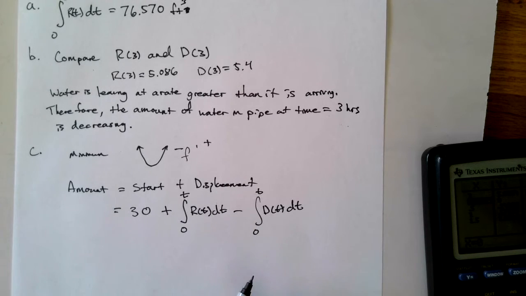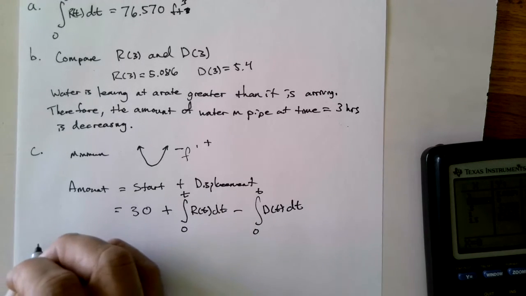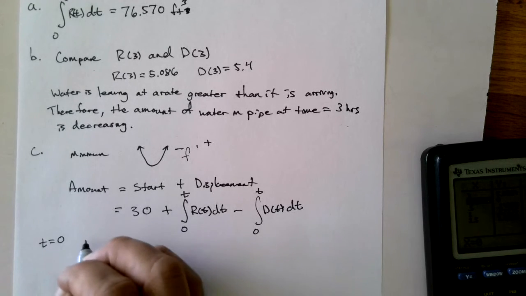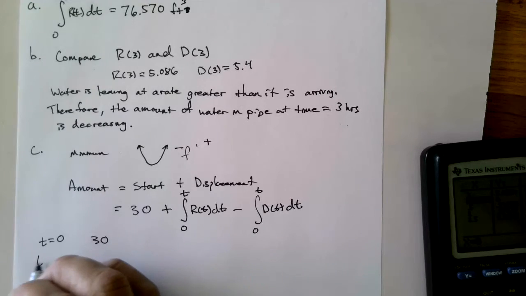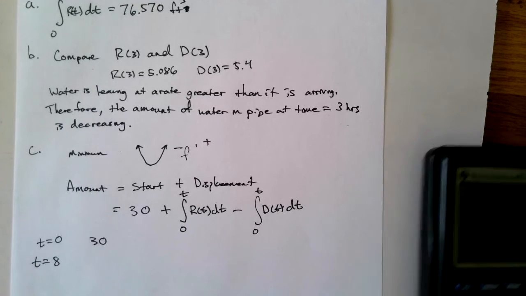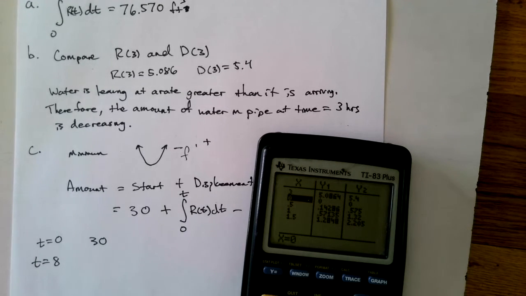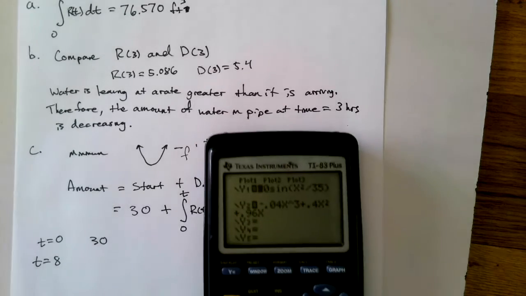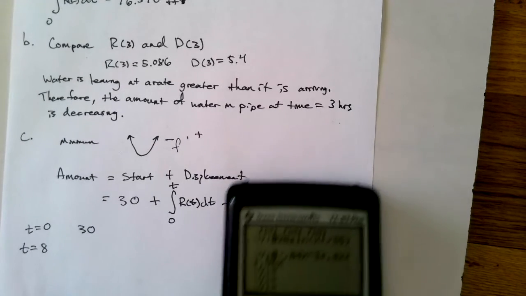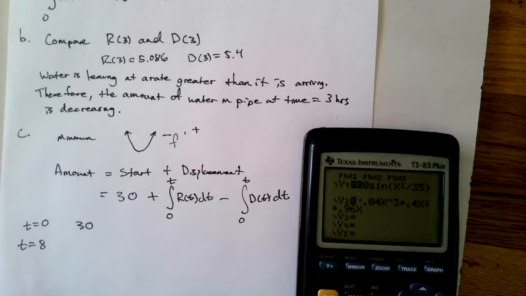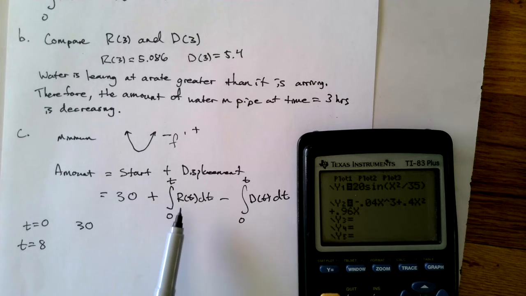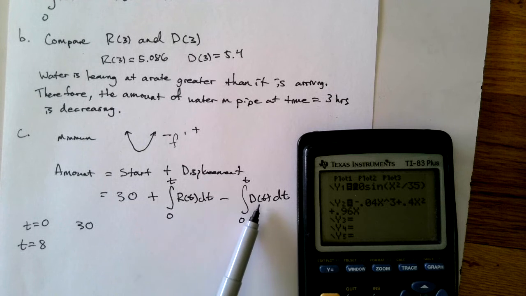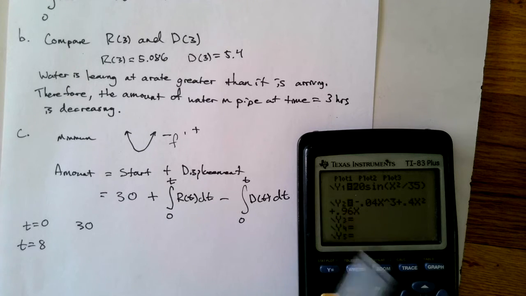That's the amount of water at any time. So we're going to do a couple things here. Let's check how much is at the beginning. Time equals 0, there is 30. We know that. Let's check time is equal to 8. So that's the end point. Let's see how much water there is at 8. So if I want to check how much water there is at 8, I've got to type this integral in. Notice what I've got. I've got this r of t minus d of t. So that's y1 minus y2.